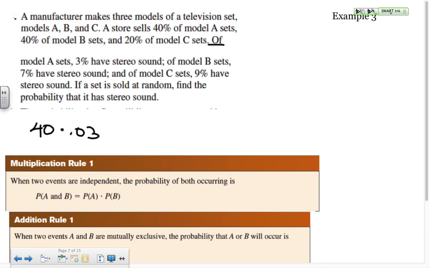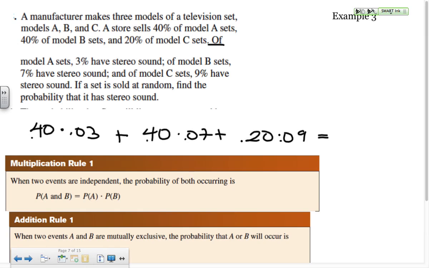Okay, the probability that the first set will have stereo sound. Then we have 40% B sets times the probability that this one will have stereo sound. And we have 20% of C sets times the probability that one has stereo sound. So if we just were to select one at random, what's the probability that it has stereo sound? Okay, well now we've given the probability of each one, we need to add them together. So that now we know what's the probability that the total number has stereo sound.